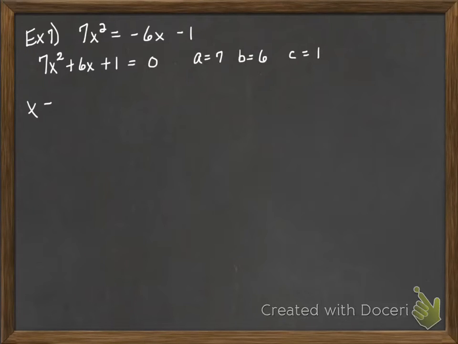All right, let's work through the quadratic formula. X is equal to what? Negative 6 plus or minus big square root, and then you're just plugging into the formula.